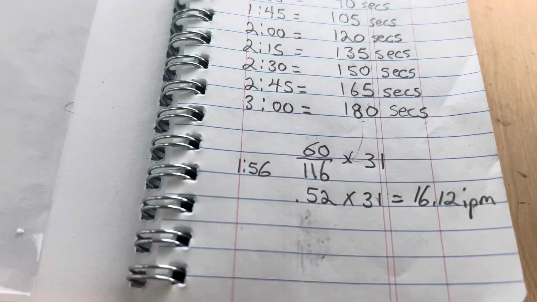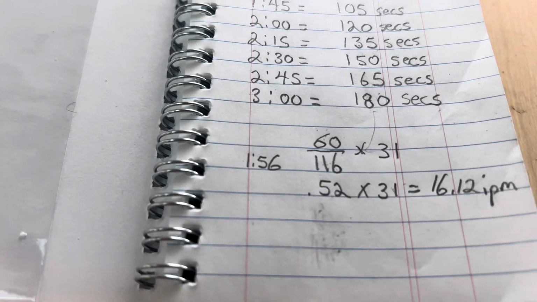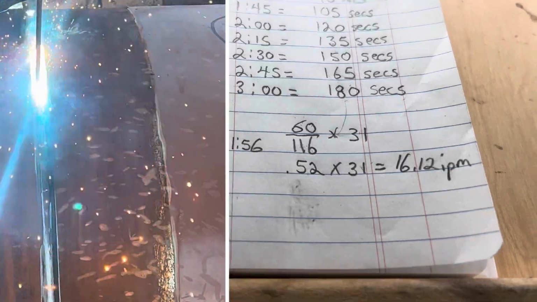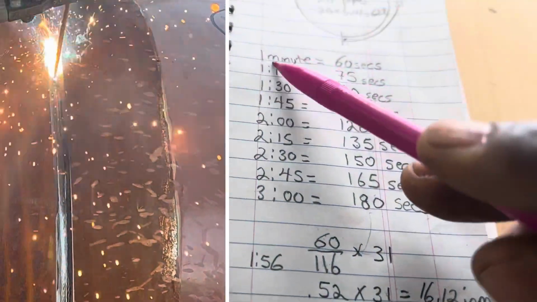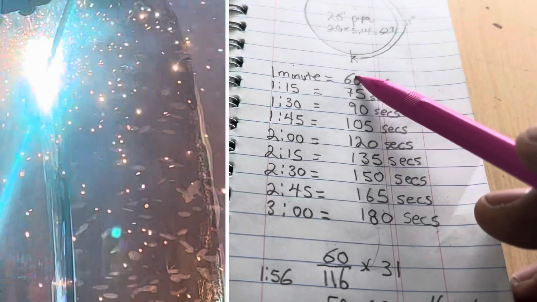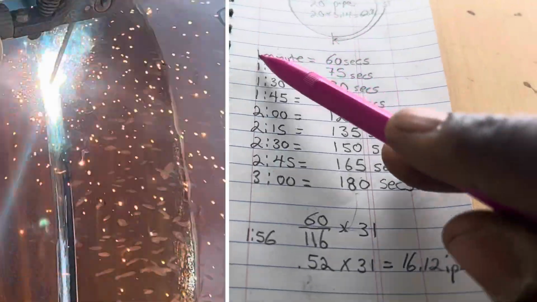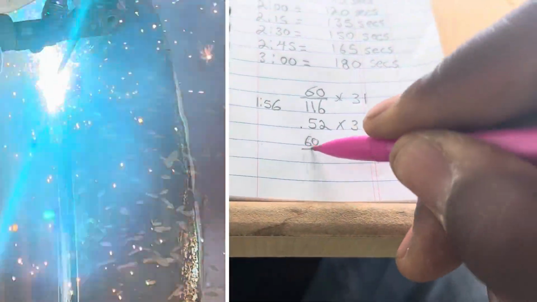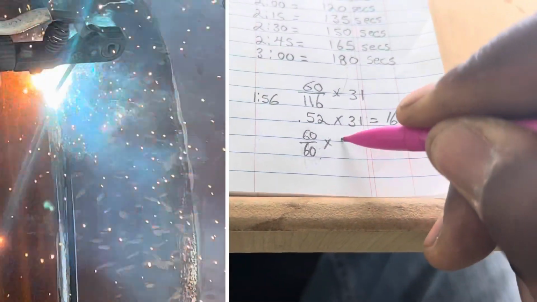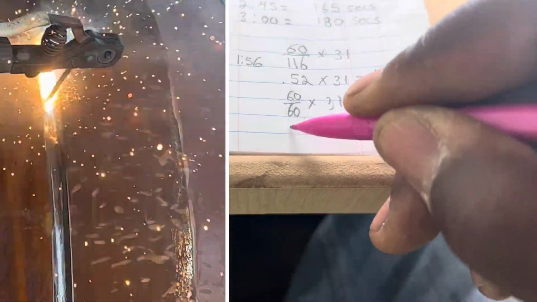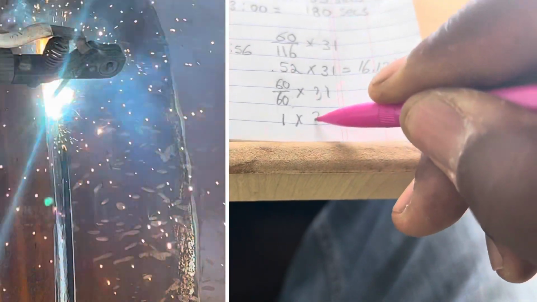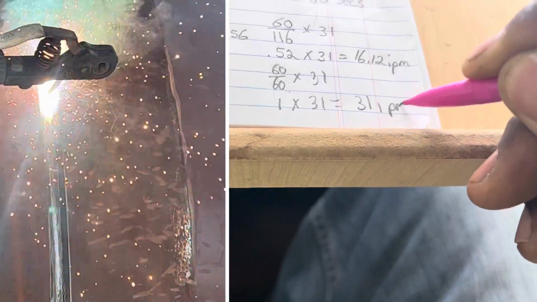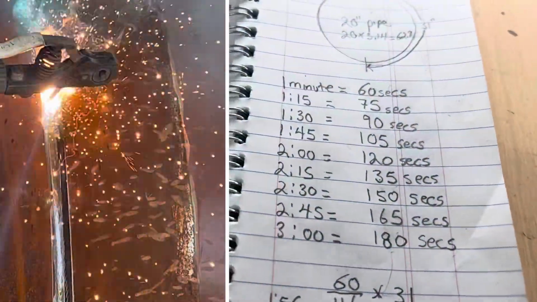Okay, let's do another formula. Let's make it easy. Let's say he's running a hot pass. He's moving. So let's say it took him 1 minute to go from top to bottom. So if we do 1 minute, we know that's 60 seconds. So we go 60 divided by 60 times 31. So 60 divided by 60 is 1 times 31 equals 31 inches per minute. And that's it. That's how you do it.